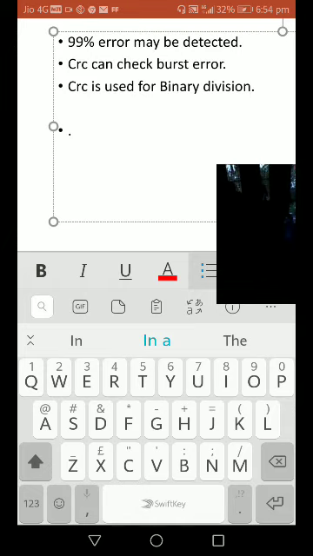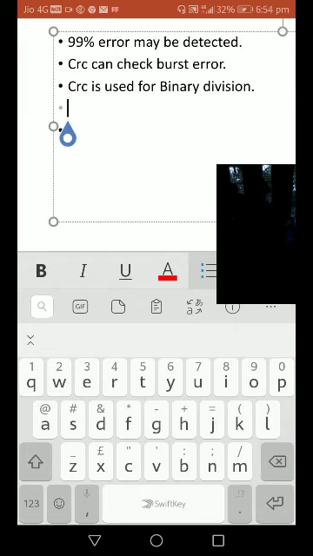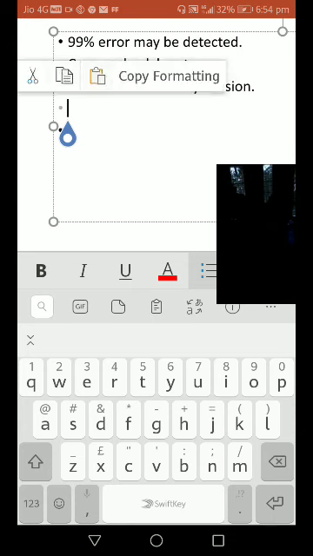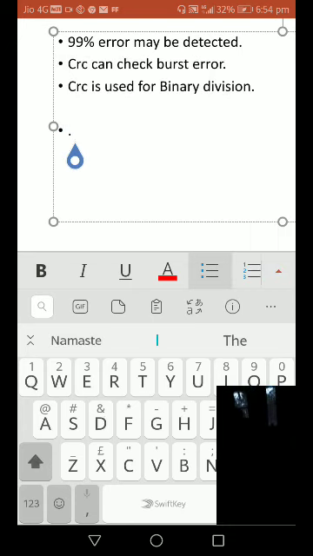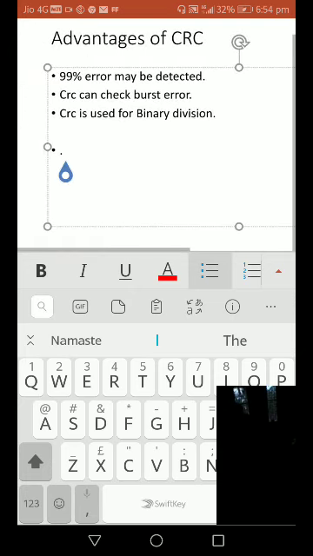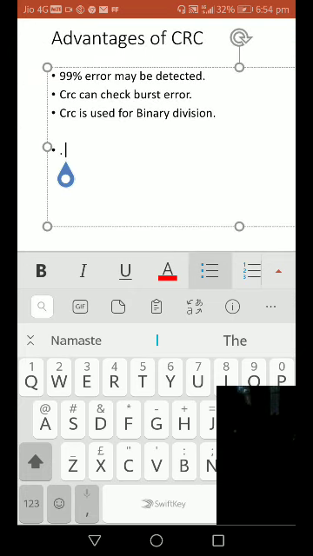Here 99% of errors may be detected. And the second point, CRC can check burst error, and CRC is used for binary division. These are all the main advantages of the binary division operation.